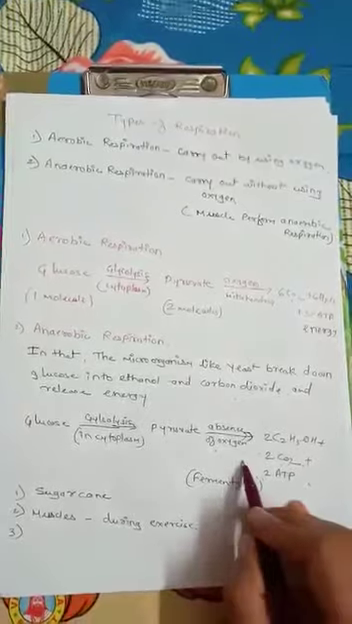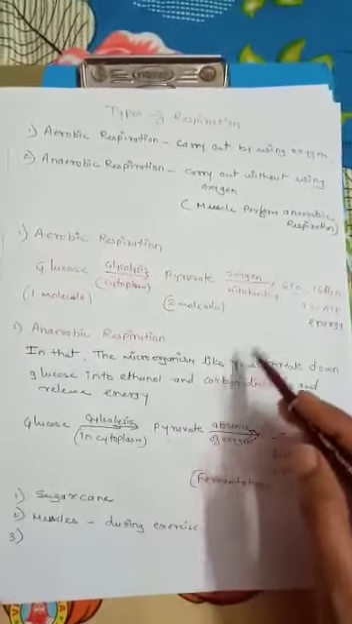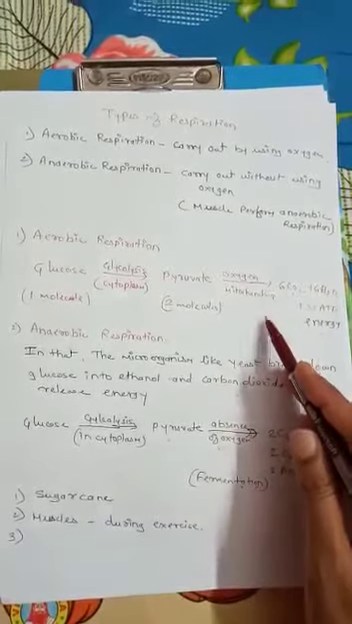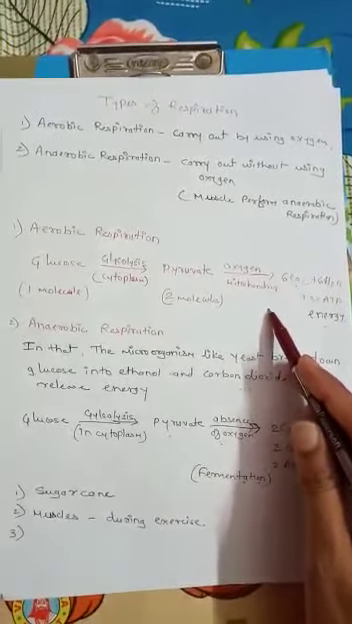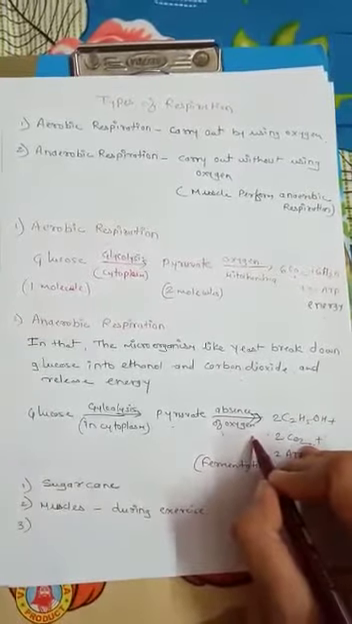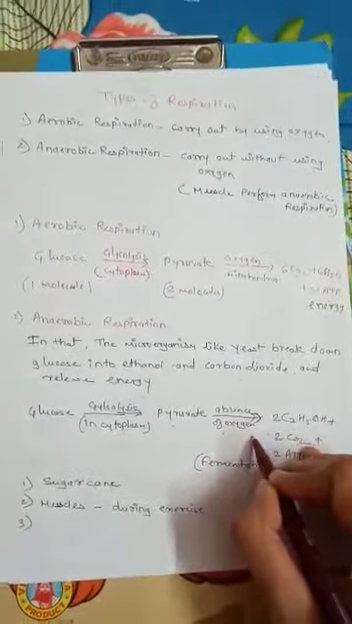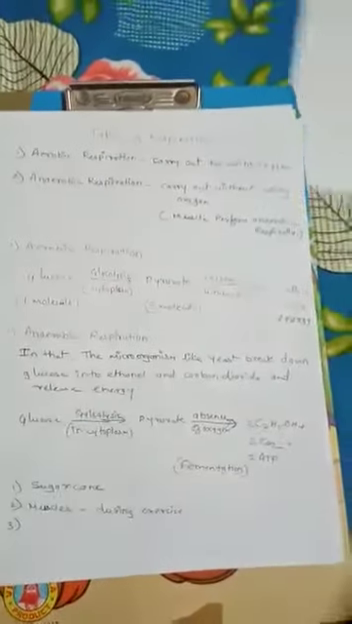Here complete oxidation does not take place. In aerobic respiration, complete oxidation takes place. A lot of energy is obtained from aerobic respiration, and in anaerobic respiration we do not get a sufficient amount of energy. Now here we'll end that topic, and in the next session we'll start respiration in plants. Thank you.